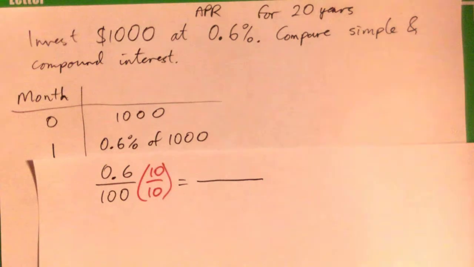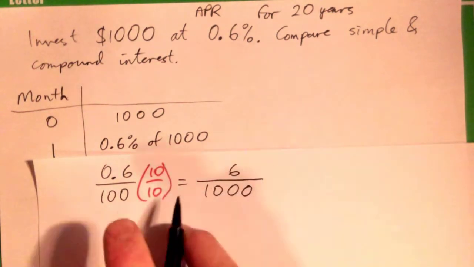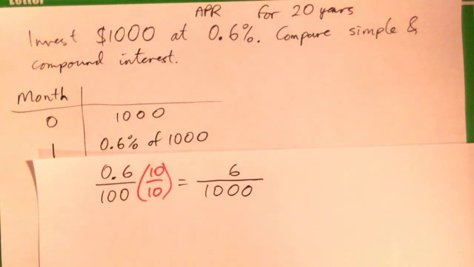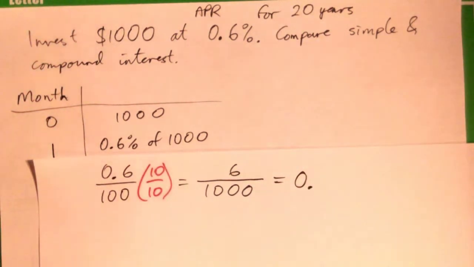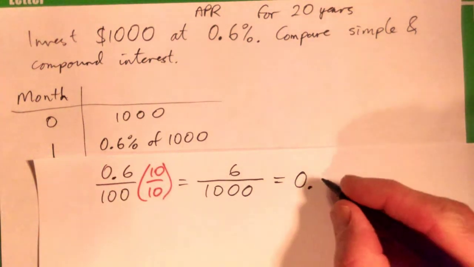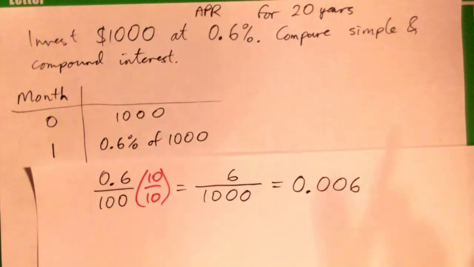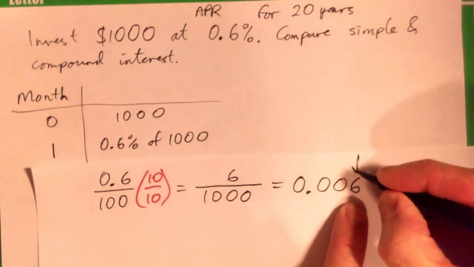Yeah, 6 over 1,000. 0.6 times 10 is 6. Doesn't that make sense, though? You're not confused by that, right? Okay. Write that as a decimal. Yes, 6 thousandths is this as a decimal. By definition, that's what decimals mean. This is the thousandth spot. That's where the thousandths go. So 6 thousandths looks like this.